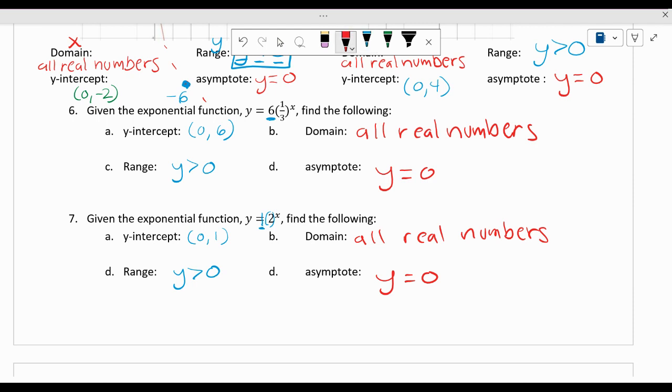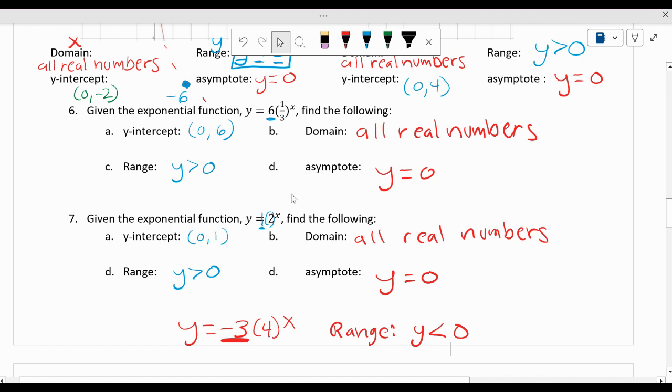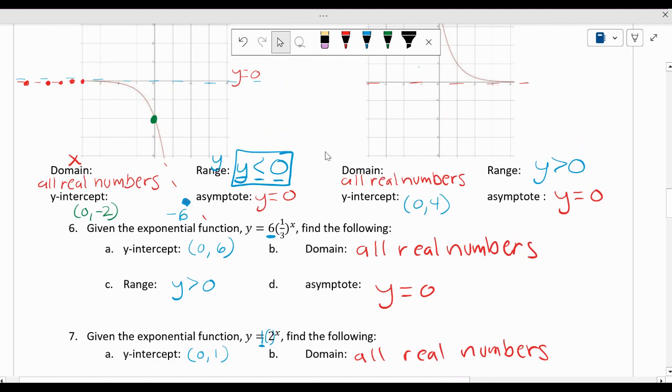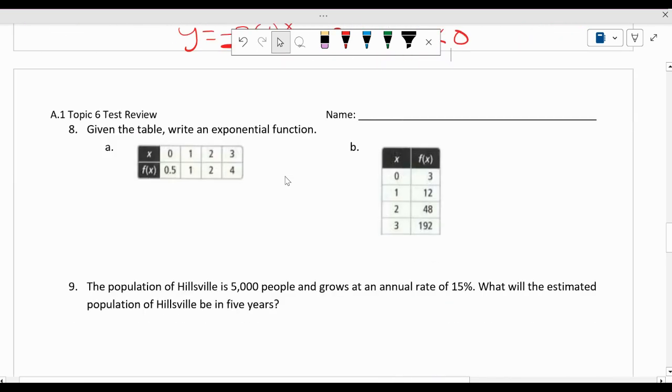Let me give you an example that would have the other range. Let's say you have the function y equals negative 3, 4 to the x power. Because a is negative, this range would be y is less than 0. That is the key characteristics of exponential functions.